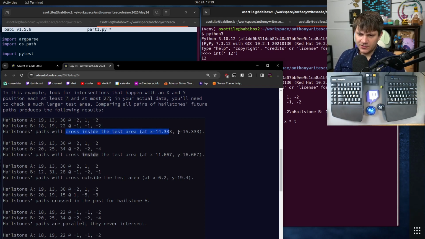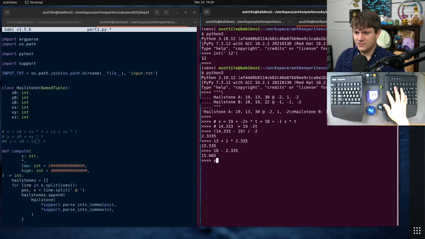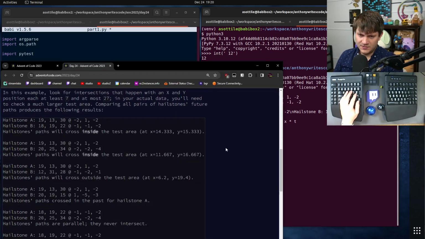Is it just that their paths will cross? So it's for some t they will exist? I don't really know how to represent. Oh, I guess this is a slope. So you can say y equals... wait, how do you turn points and velocity into a line again?